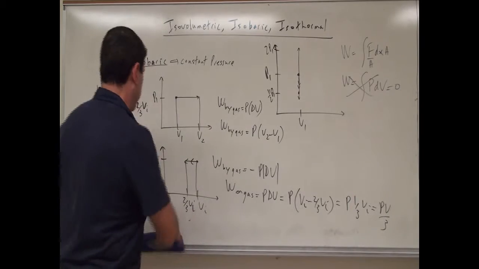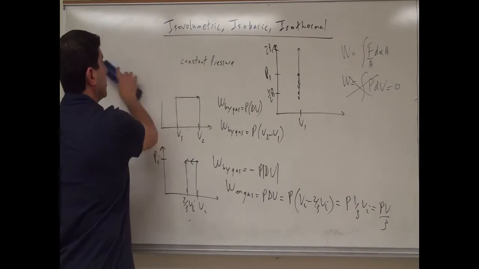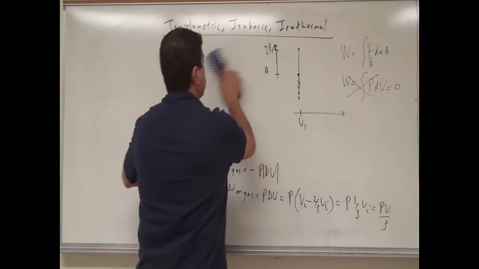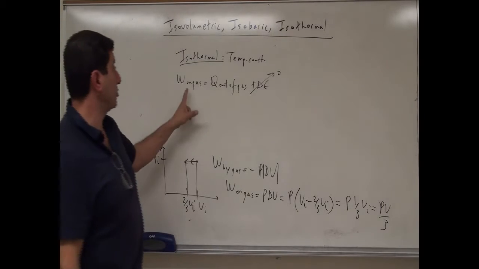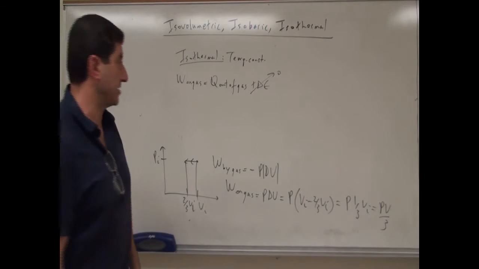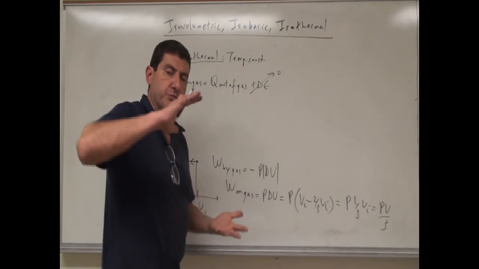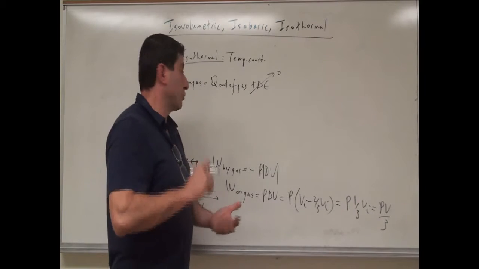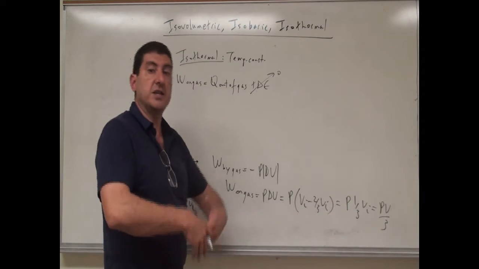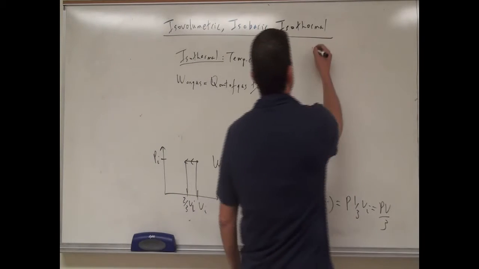Okay, how about isothermal? Isothermal means the temperature is staying constant. So in this case, the change in internal energy is 0, and the work on the gas is the Q out of gas, right? So again, if you are doing work on the gas, heat is going to be escaping. So it depends on what the PV diagram is.